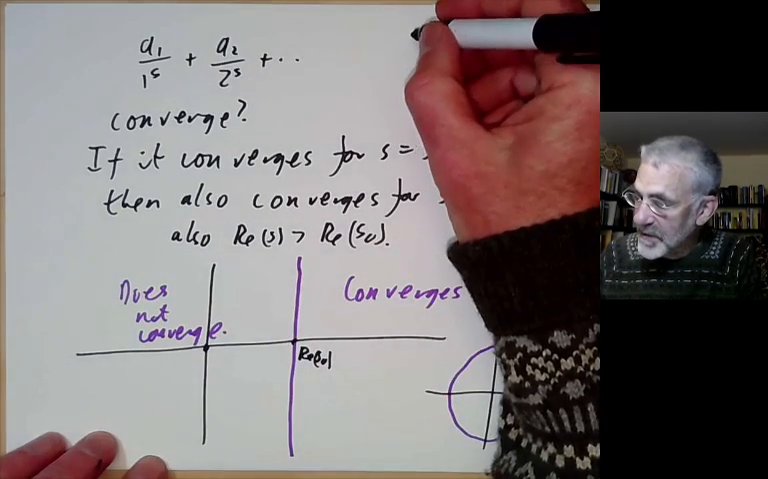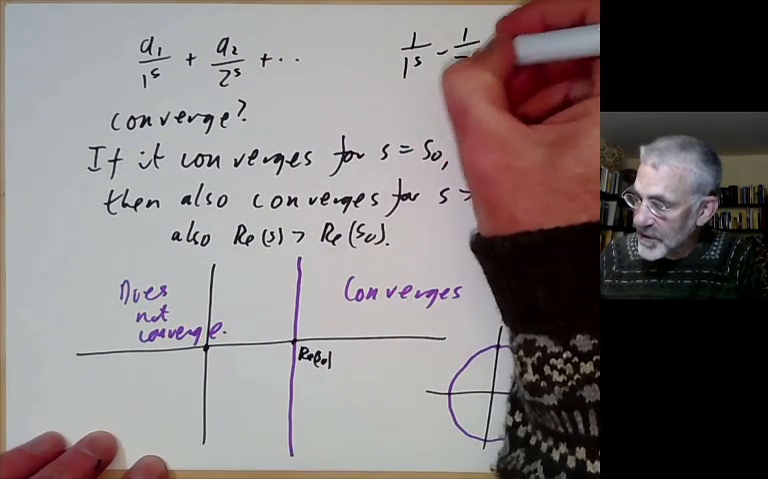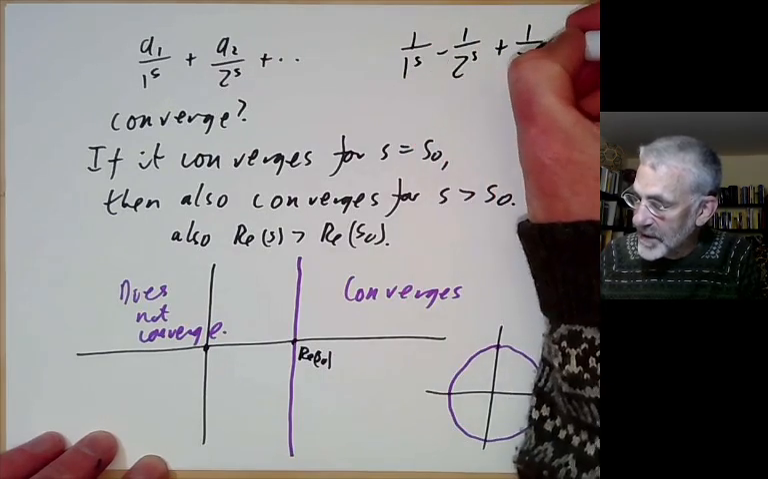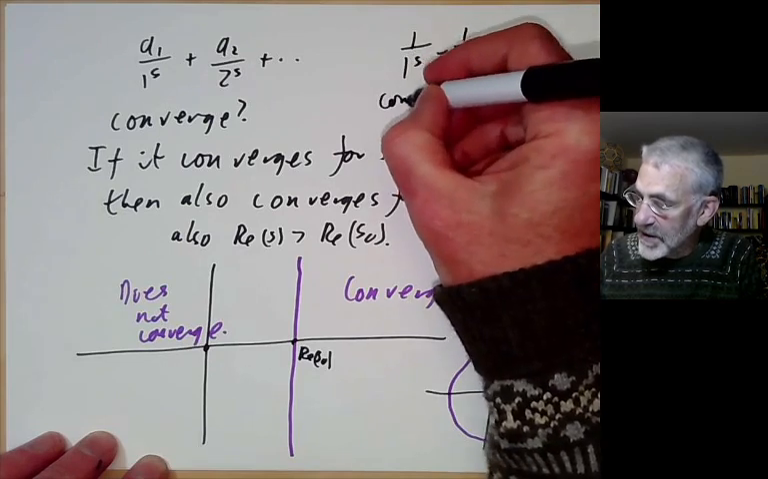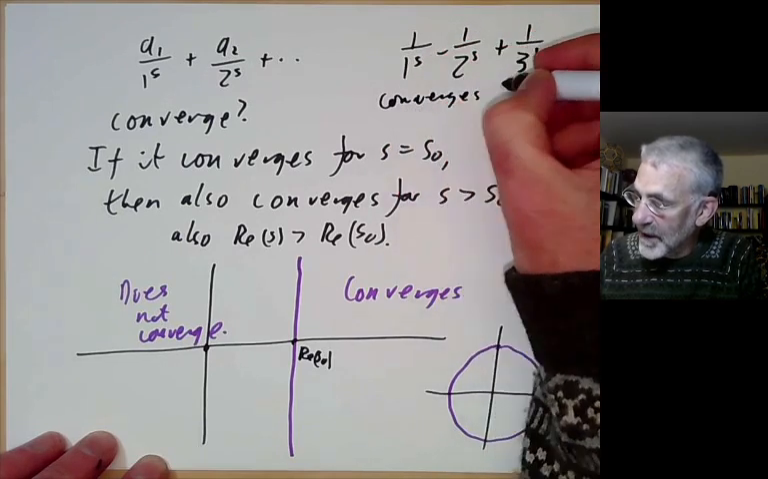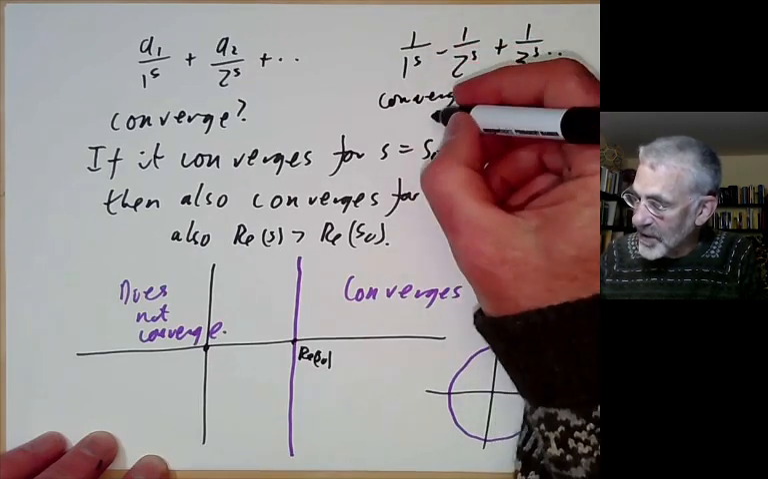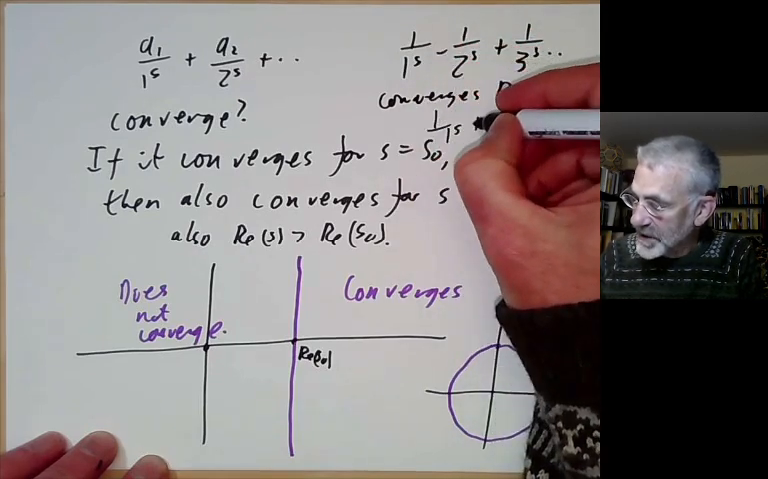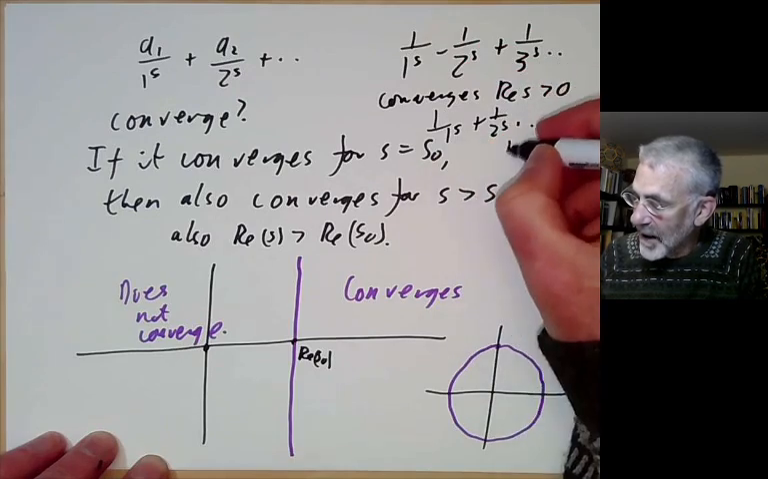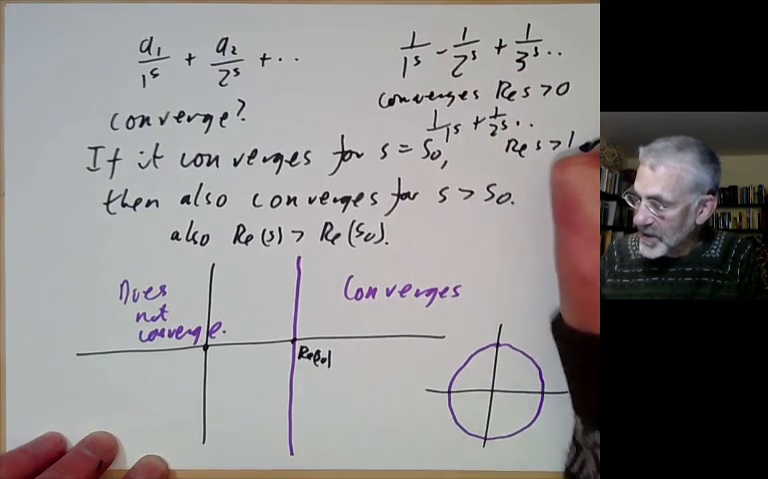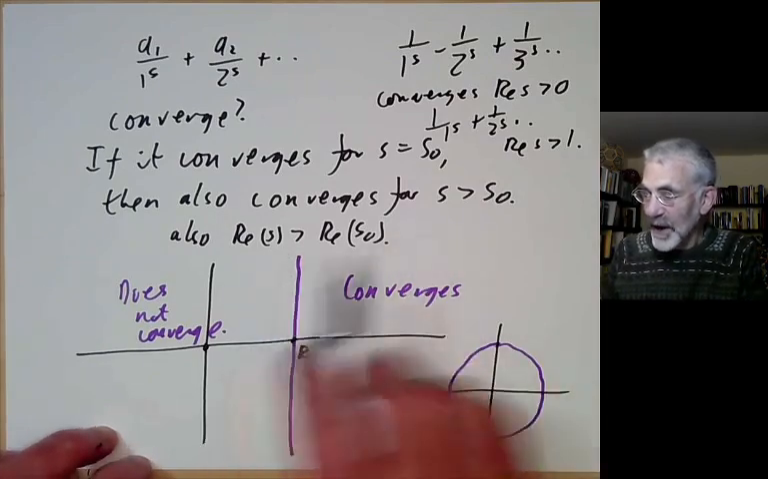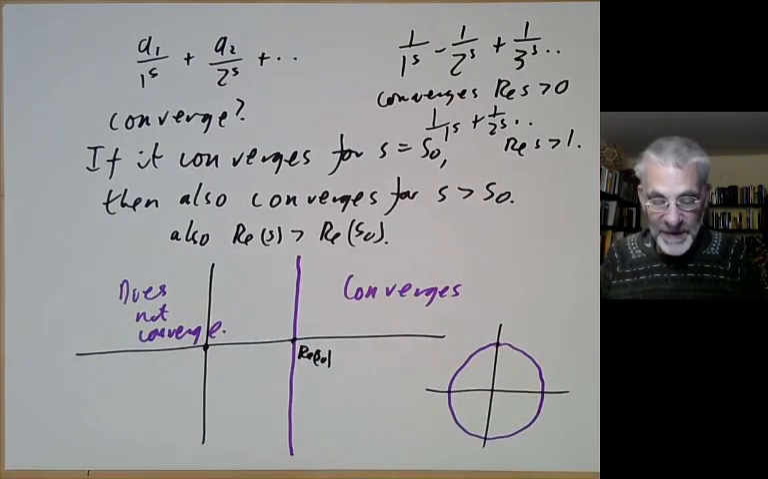For instance, if you take the series 1 over 1 to the s, minus 1 over 2 to the s, plus 1 over 3 to the s, and so on, it converges provided the real part of s is greater than zero. But if you take the absolute value of its coefficients, you get 1 over 1 to the s plus 1 over 2 to the s and so on. And this converges whenever the real part of s is greater than 1. So the half plane of convergence is no longer the same as the half plane of absolute convergence.